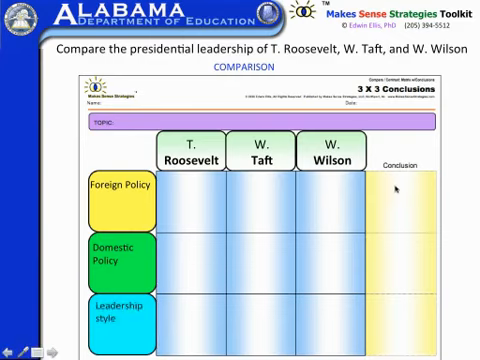Now notice with this particular graphic we have information about each, as we're doing this compare and contrast. In addition, we can draw a conclusion about how presidents addressed foreign policy, domestic policy, and leadership styles.